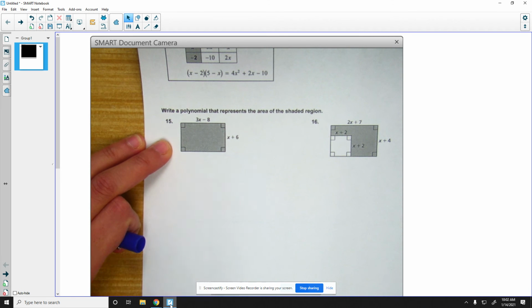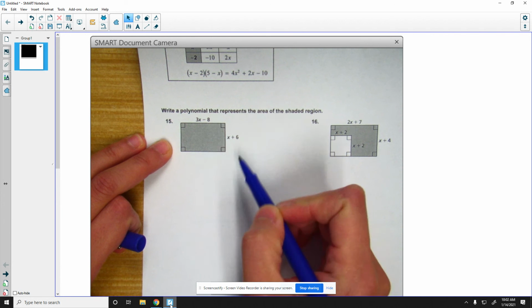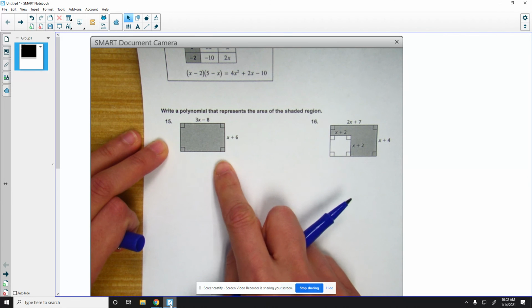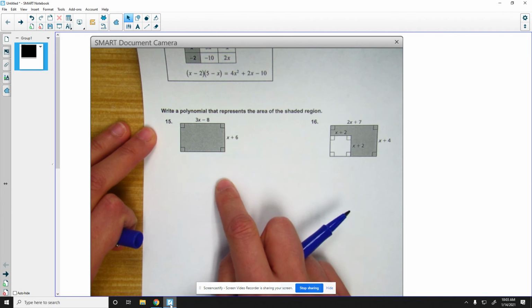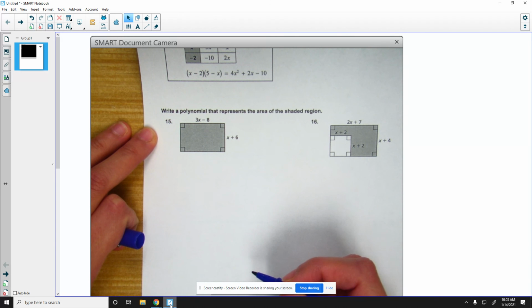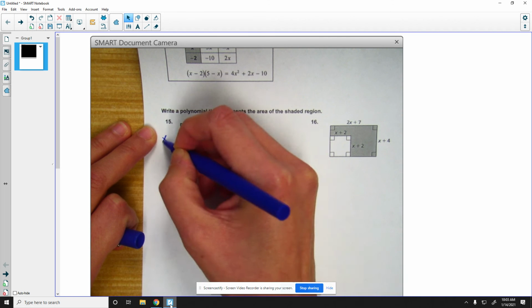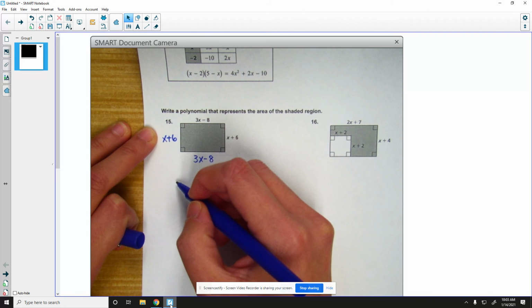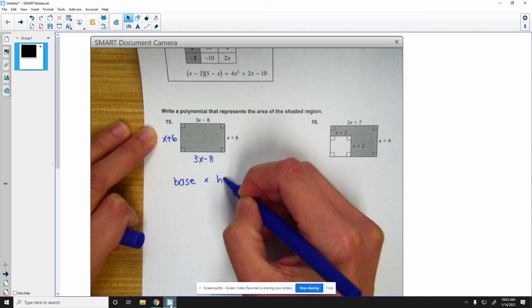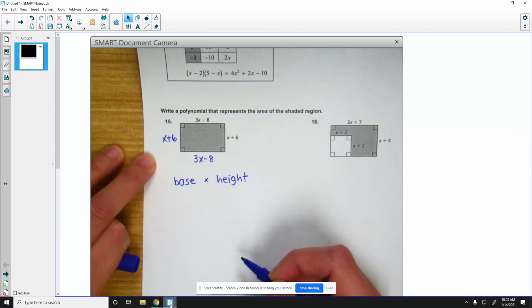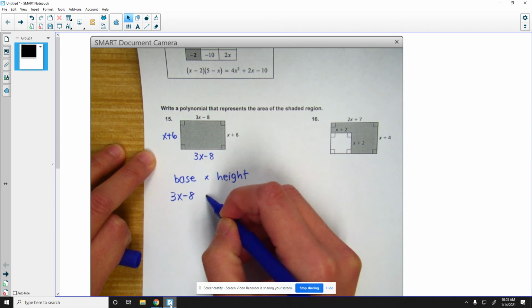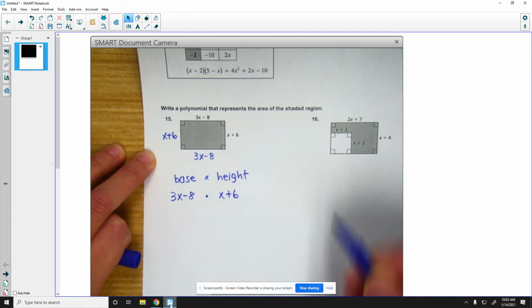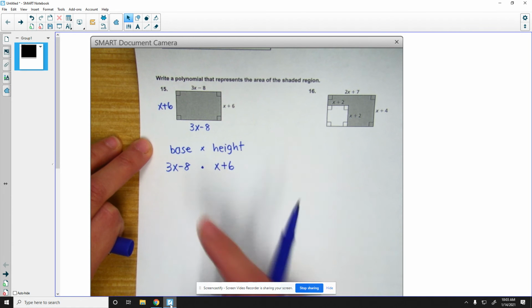It says, write a polynomial that represents the area of the shaded region. So does anyone know how I could find this area? What would I do? Vaughn? You just multiply base times height. So what would I multiply, Vaughn? So you do 3x minus 8 times x plus 6. Should I write it any special way or just leave it like this?